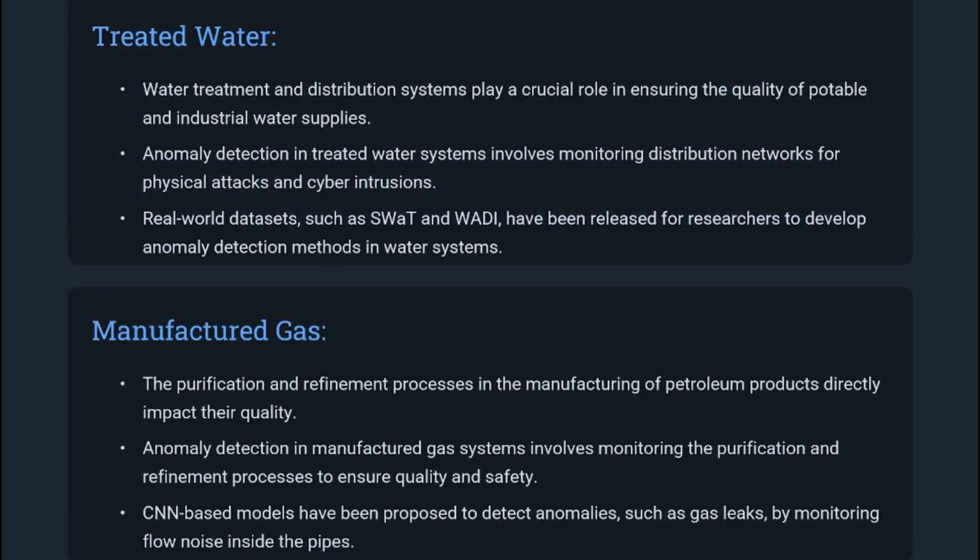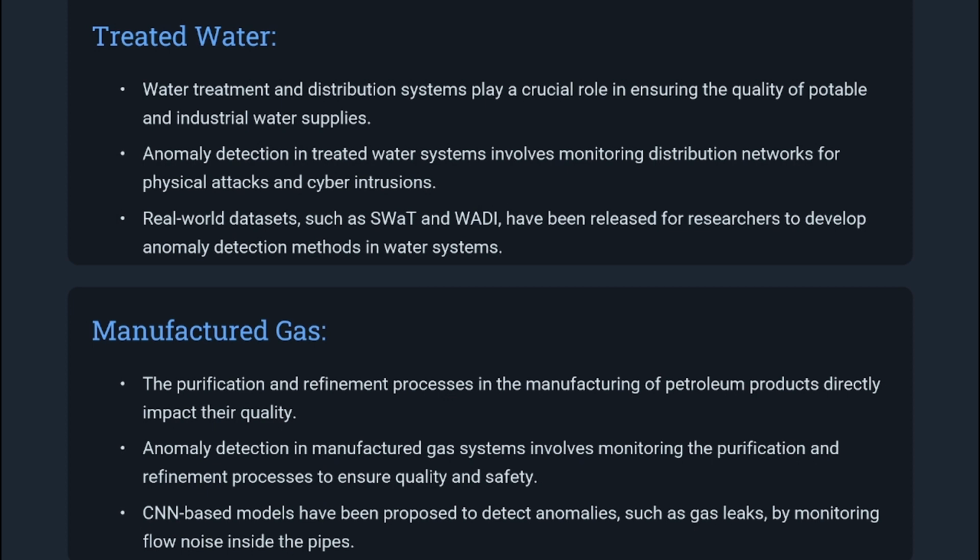You can also use this for treated water and manufactured gas. Water treatment and distribution systems play a crucial role in ensuring the quality of potable and industrial water supply. Anomaly detection in treated water systems involves monitoring distribution networks for physical attacks and cyber intrusions. Real-world datasets such as SWaT and WADI have been released for researchers to develop anomaly detection methods in water systems.